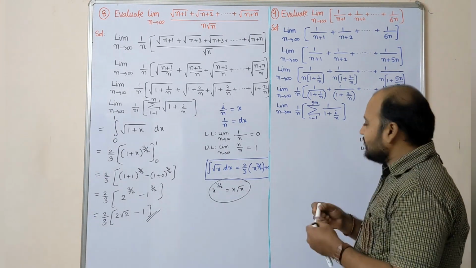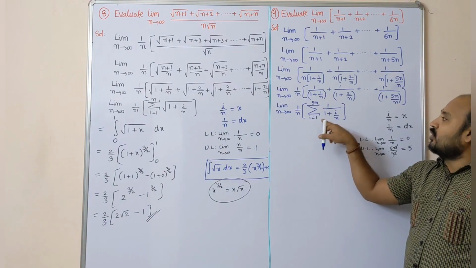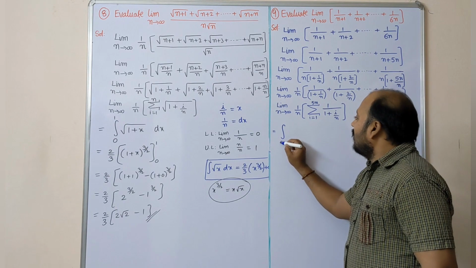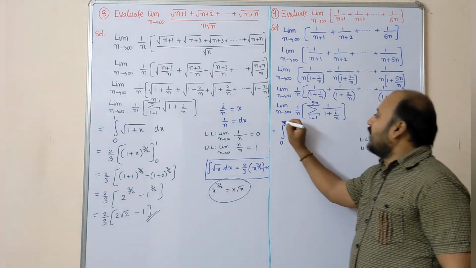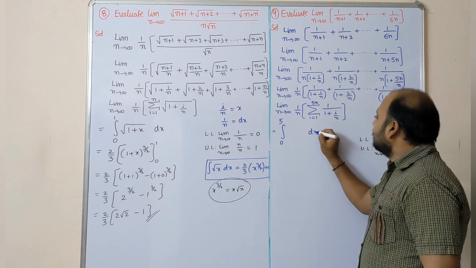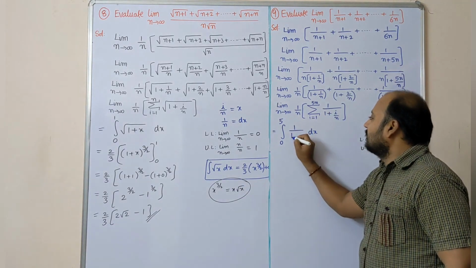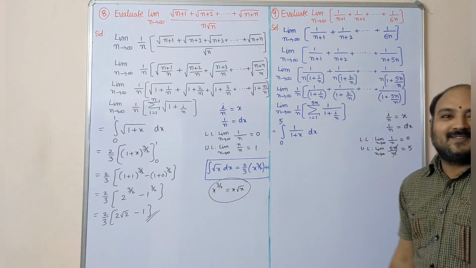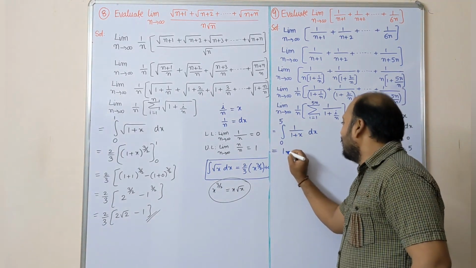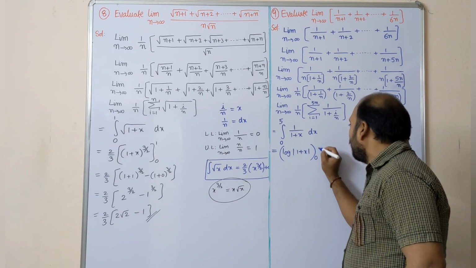So come to this integral. In place of limit n tends to infinity, sigma i equal to 1 to 5n, we replace with integration. Integral, lower limit is 0, upper limit is 5. In place of 1 by n, dx, in place of i by n, x, so 1 by 1 plus x. Is it clear? Integral 1 by x is log mod x, so it is equal to log mod 1 plus x, applying the limits 0 to 5.